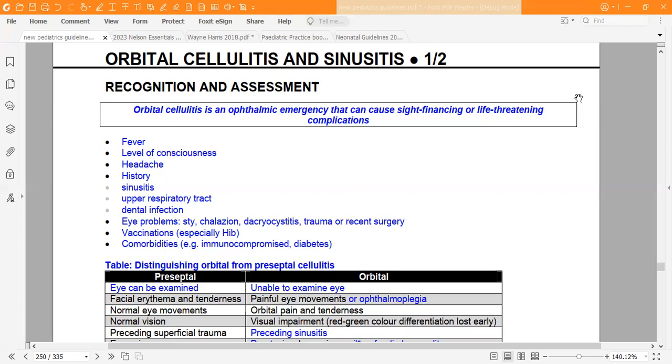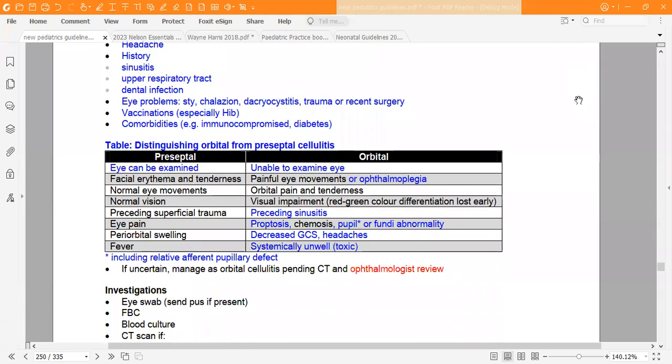So again, orbital cellulitis is considered to be an ophthalmic emergency, and its life-threatening complications may end up with blindness. Fever, level of consciousness, headache, history of sinusitis, upper respiratory tract infection, dental infection, eye problems such as sty, lesion, dacryocystitis, trauma or recent surgery, vaccination, especially Hib vaccine, comorbidities, for example, immunocompromised patients or diabetic patients.